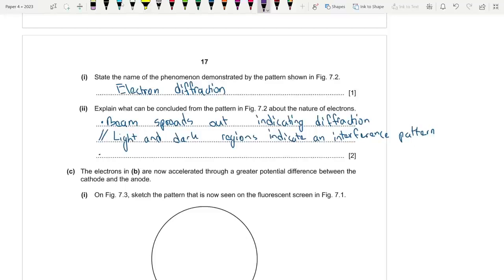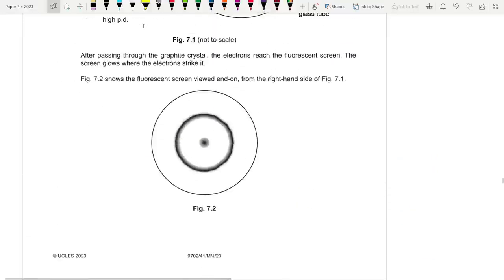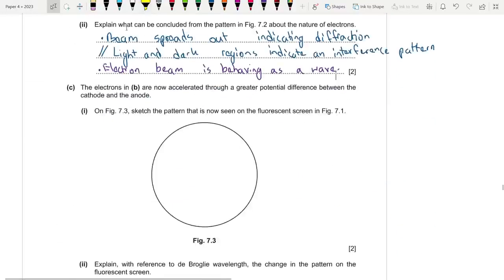There is the one I was telling you, that the electrons are behaving as a wave, or according to the mark scheme, the electron beam is behaving as a wave. This is the important point, okay? Because the beam spreads out rather than being specks of light. It spreads out, indicating that the electrons are behaving as waves rather than particles.